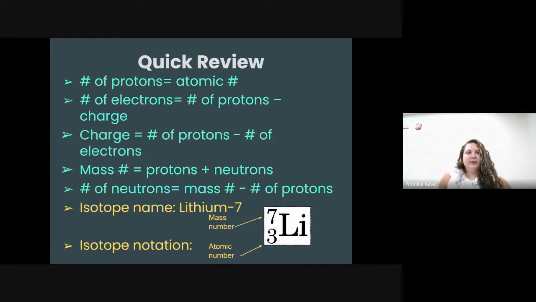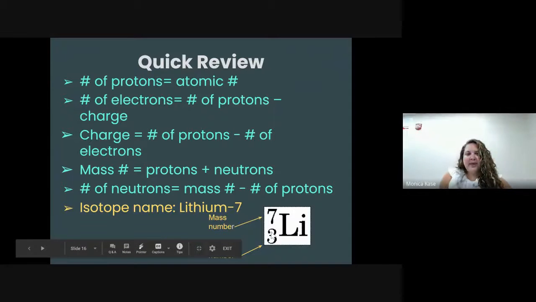And then we also need to be able to find our number of neutrons, which is mass number minus number of protons. And remember that mass number should always be a whole number. Don't pull it from the periodic table. And then the isotope name is written with that hyphen. So either the full name or its symbol, hyphen, and then the mass number. And then the isotope notation is there to the right with the symbol, then the mass number up top, and the atomic number or the number of protons below it.